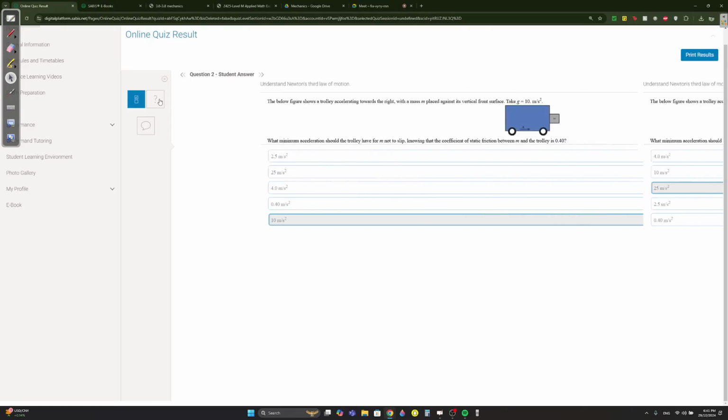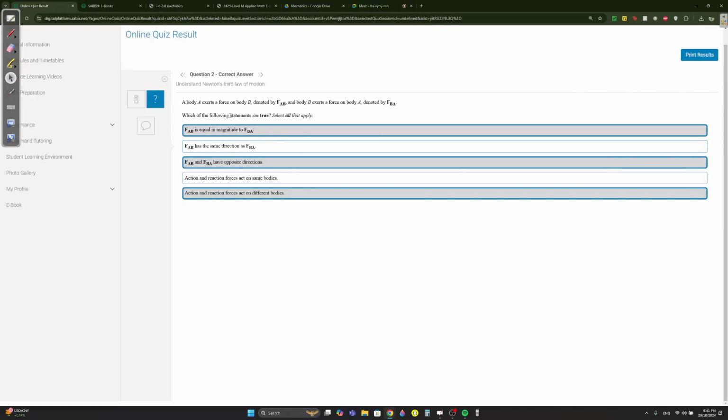Question 2. These are easy multiple choice questions. A body A exerts a force on body B, denoted by FAB, and body B exerts a force on body A, denoted by FBA. Which of the following is true? Of course, we know that these are action-reaction forces. So FAB is equal in magnitude to FBA. Are they the same direction? Absolutely not. They always have opposite directions. And action and reaction forces act on different bodies. Of course, they do not act on the same body.